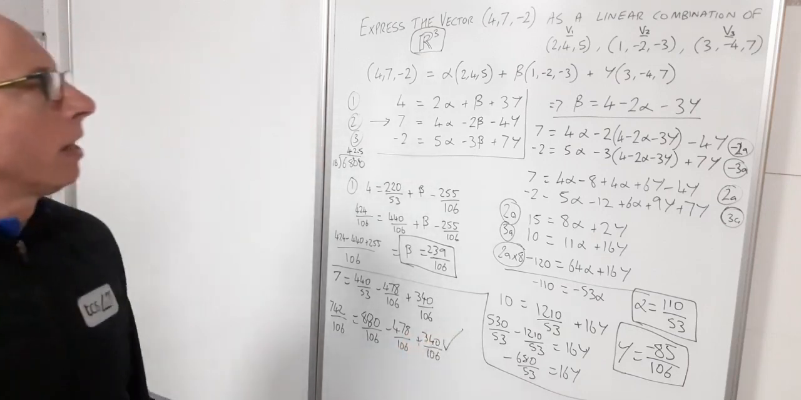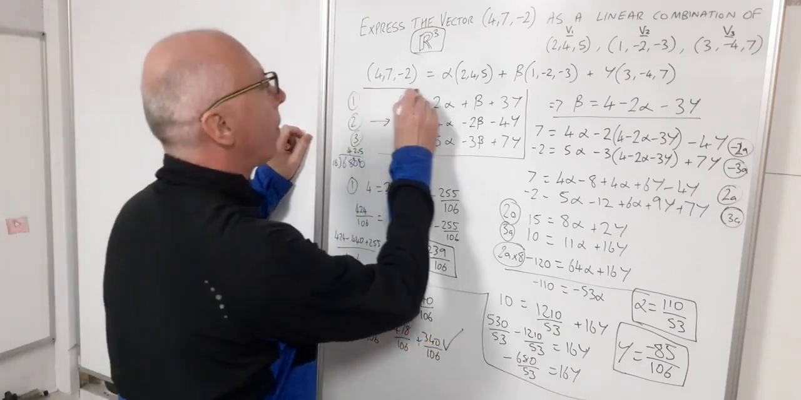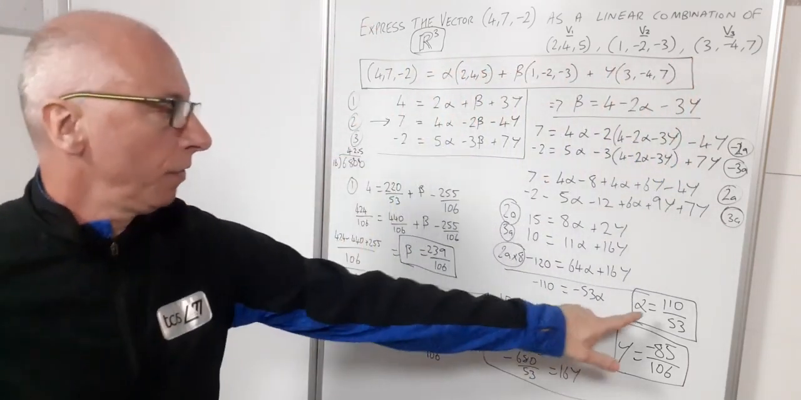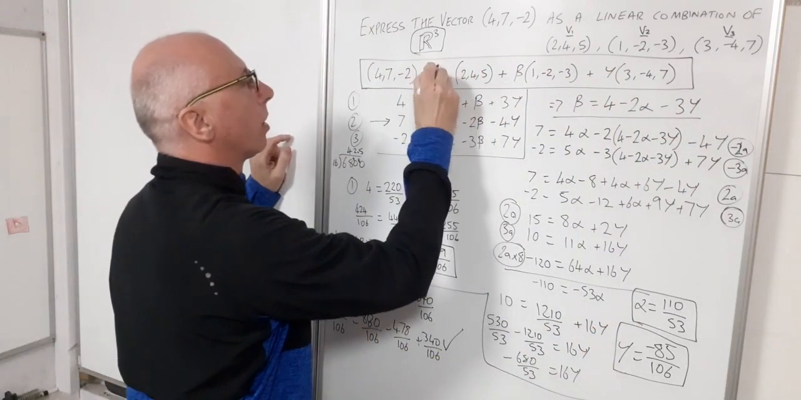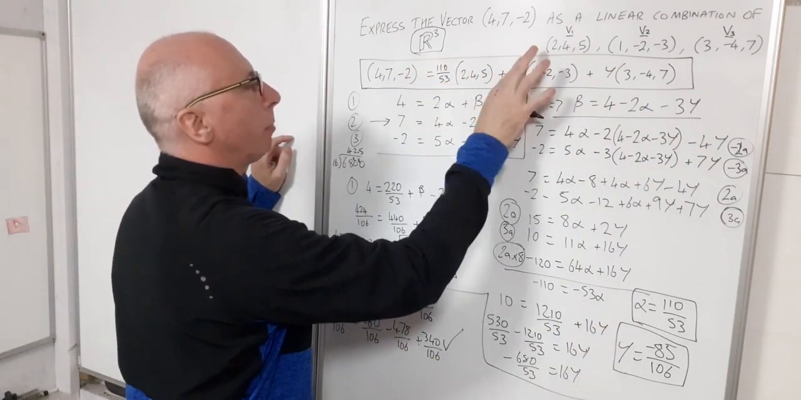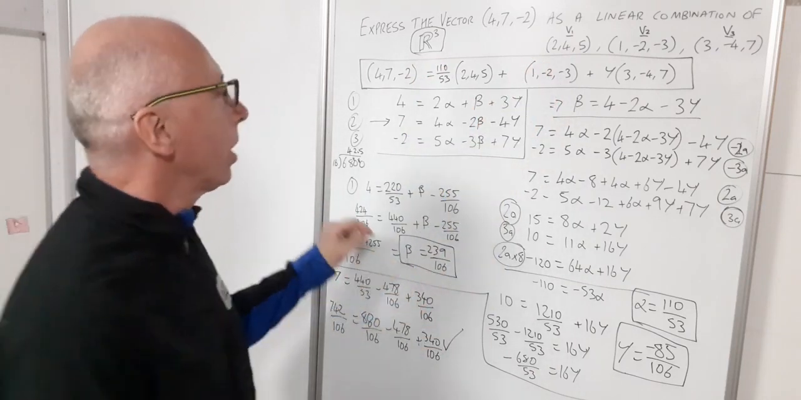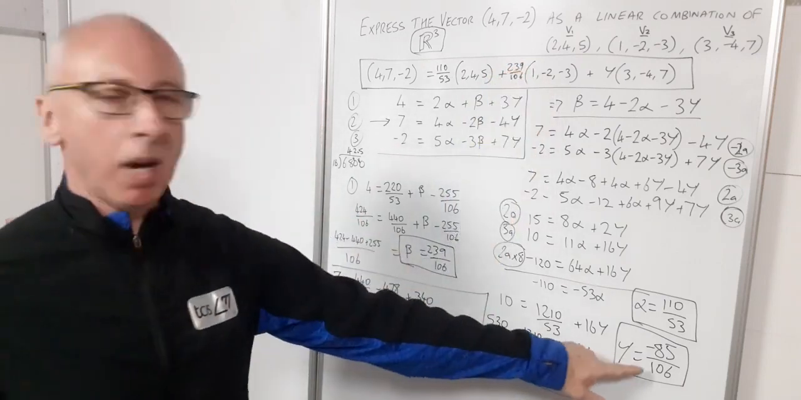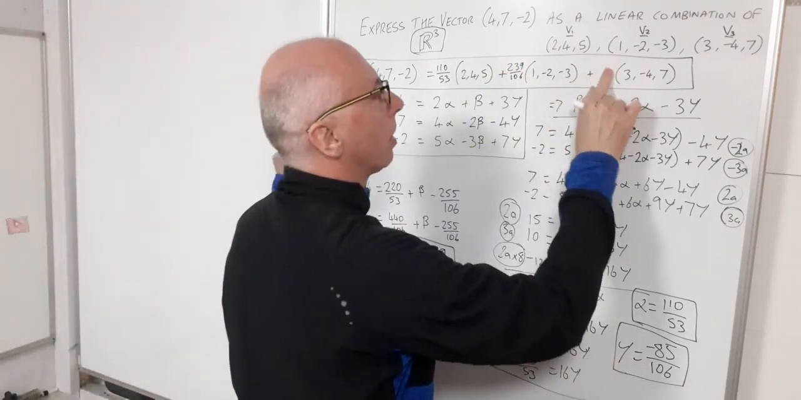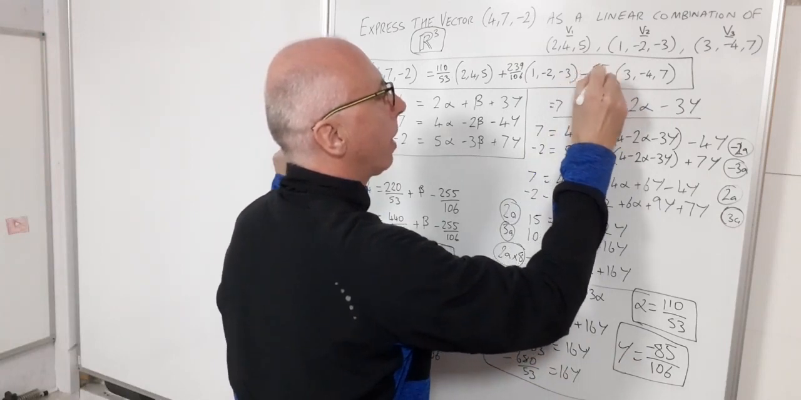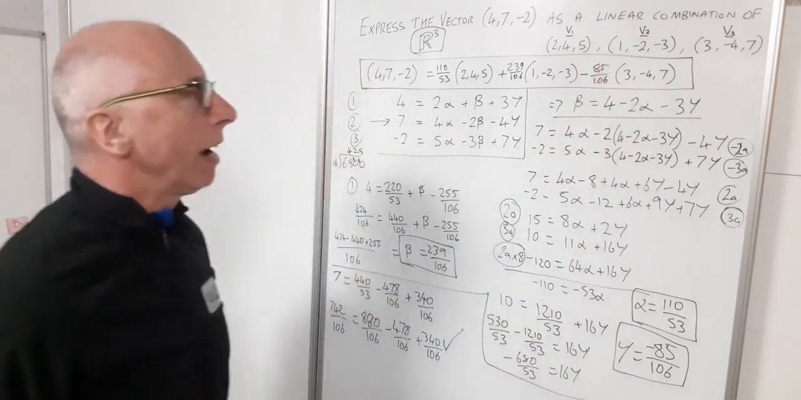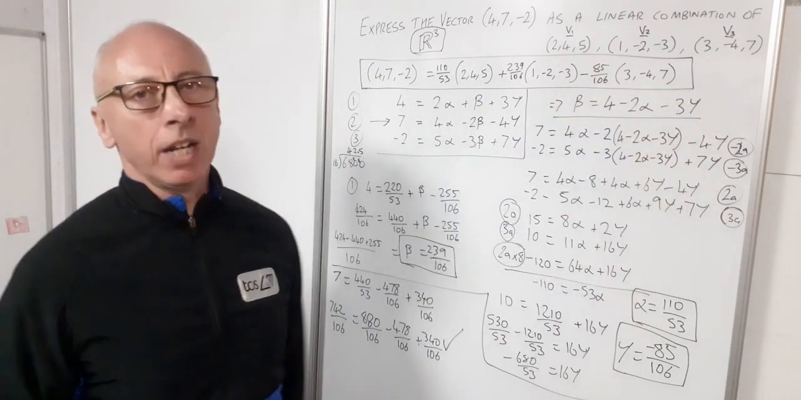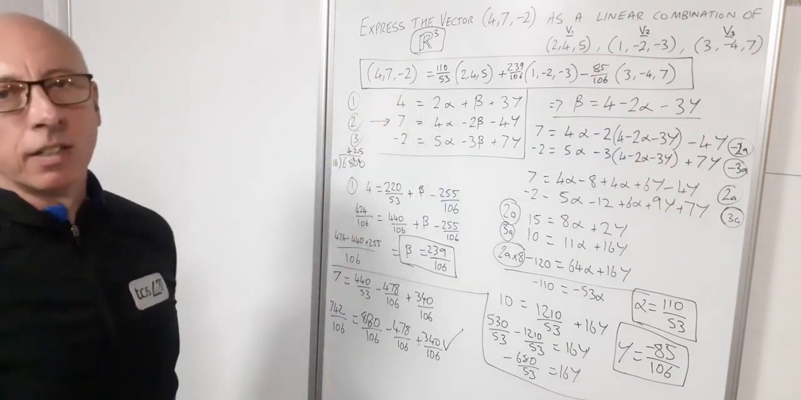So that's good. Therefore my linear combination: I can substitute my alpha for 110 over 53, my beta will be 239 over 106, and my gamma is minus 85 over 106. And with all the rain outside, which is what we can hear right now, that's my linear combination of this vector here.